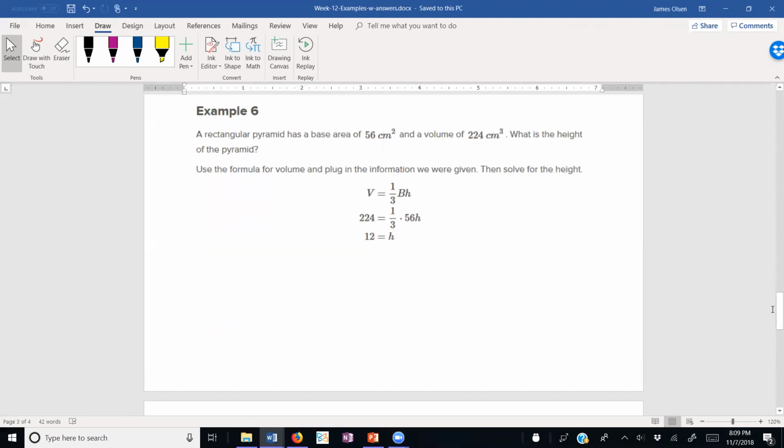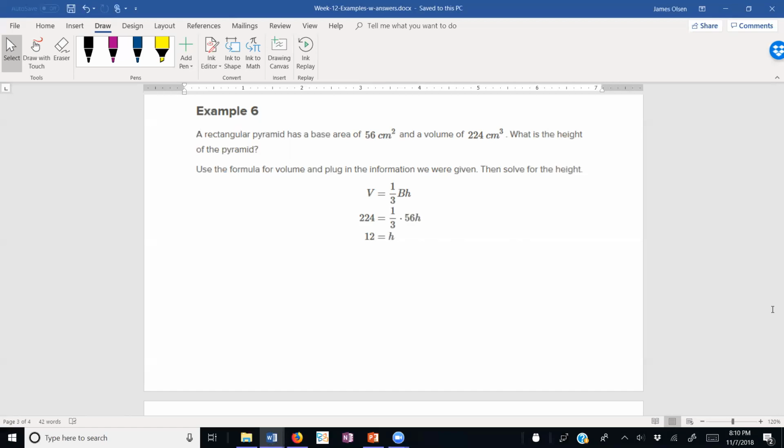A regular pyramid has a base area of 56 square centimeters and a volume of 224 cubic centimeters. What is the height? We write down our formula and we plug in what we know and bring down the letter for what we don't know. Volume is 224. 1/3 becomes 1/3. Base is 56. H is unknown, so we bring that down.